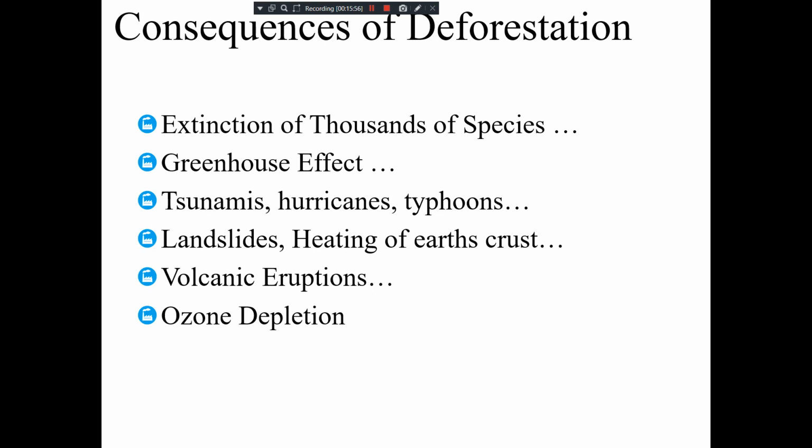Then it will cause the greenhouse effect. What is the greenhouse effect? All of you might have seen the greenhouse, which is used in agriculture or horticulture to grow plants. Why is this greenhouse protected? Inside you can grow plants, and it has an elevated temperature inside, and as a result, plant growth will be very good.